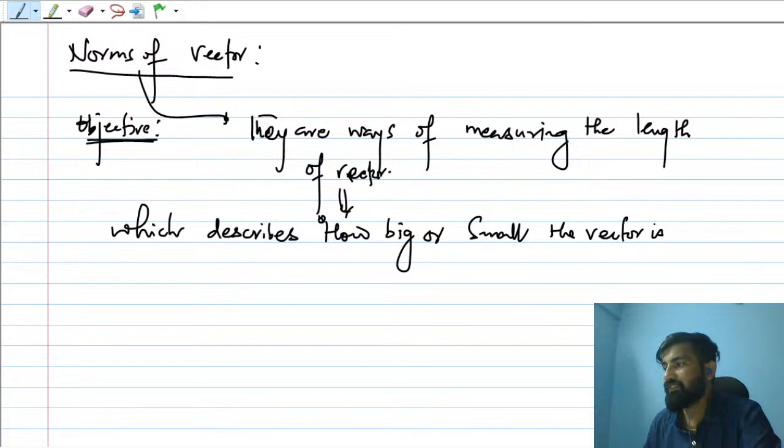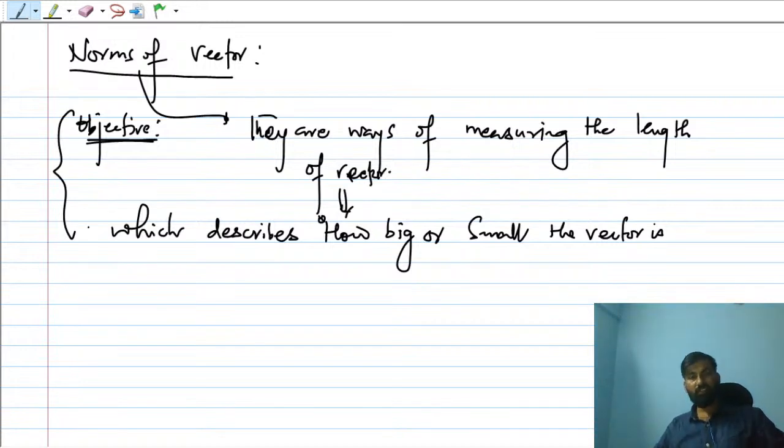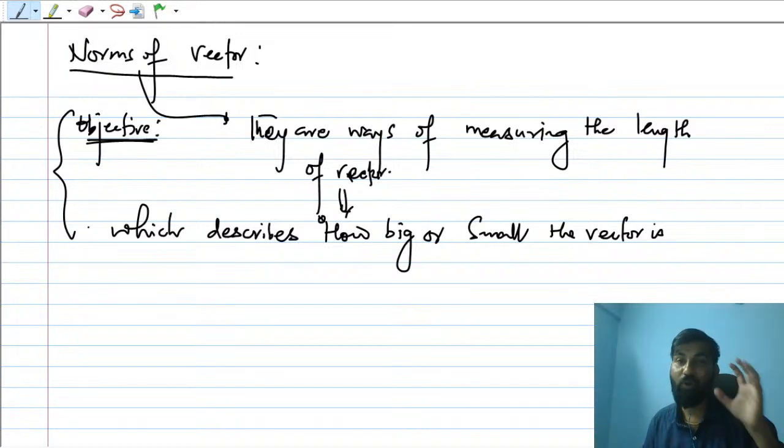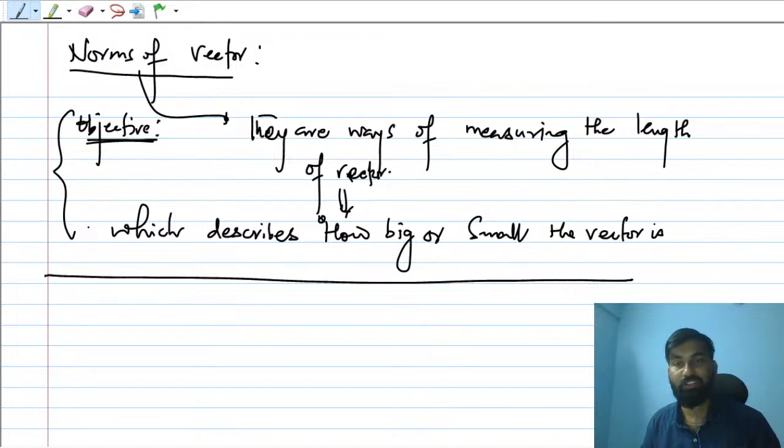This is the first definition of norms. Keep in mind, norms of a vector are the ways of measuring the length of a vector. Norms are one of the ways if you want to measure the length of the vector. Why are we measuring it? Because we want to know how big the vector is, how small the vector is. There is also a very important definition, a practical definition. Practically, how are norms defined?